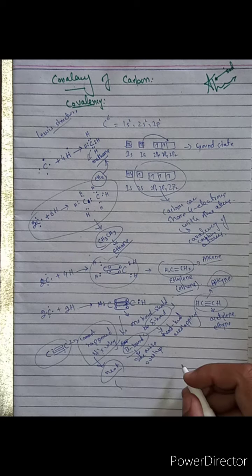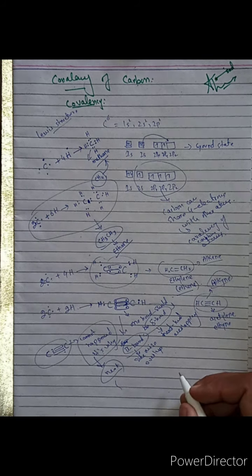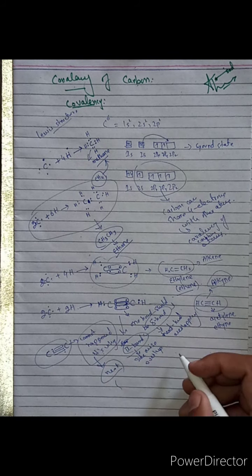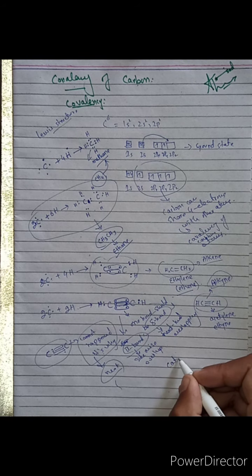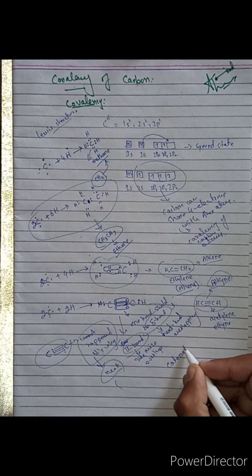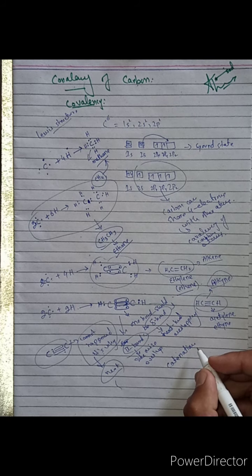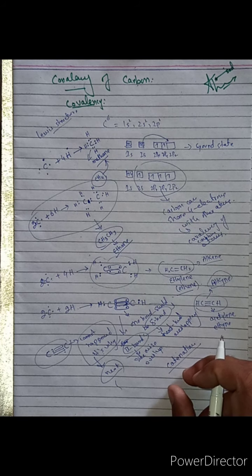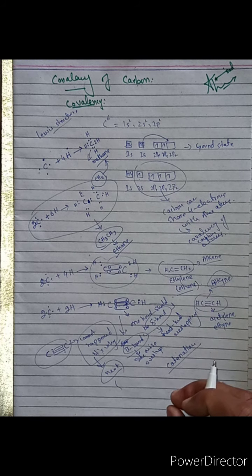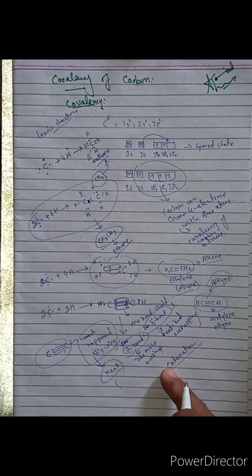I think it will be enough. So one point is remaining. Due to this property, carbon shows catenation. What is this term? Catenation is the unique property of carbon which is responsible for the wide variety and large number of carbon compounds.